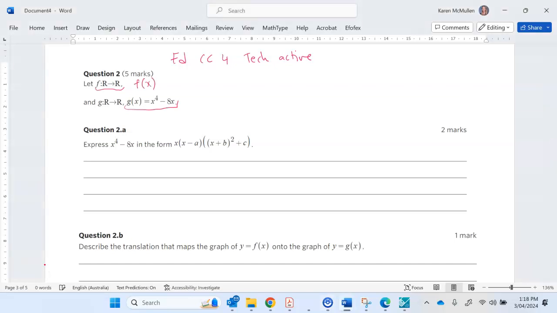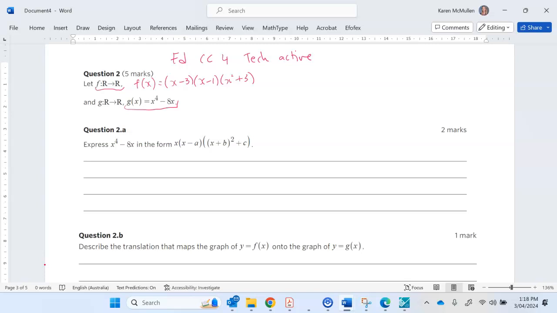Now, I got it from the solutions. I don't know whether it was on anything else, but I've taken these questions from the printable version. So if you're wondering where f is, this is it. Very hard to write when your screen's up. Okay, and there's g of x. So we've got two functions.